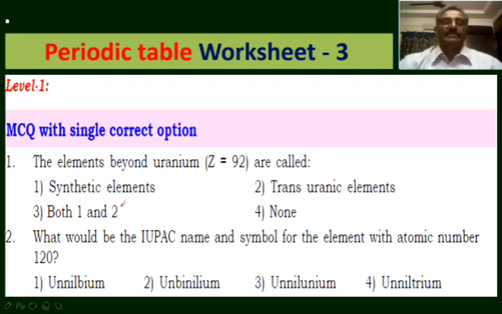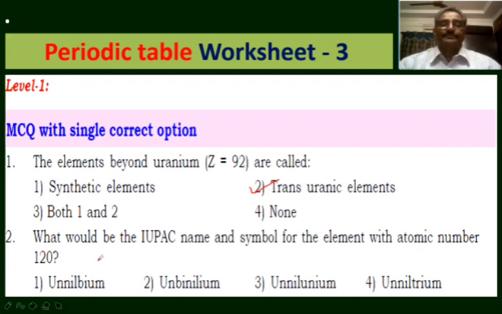The first question is, the elements beyond uranium are called dash. Atomic number of uranium is 92. The elements with atomic numbers more than 92 do not occur in nature. They were prepared by the scientists in the laboratories. Those elements are said to be the transuranic elements or transuranium elements. So second option is the right option.